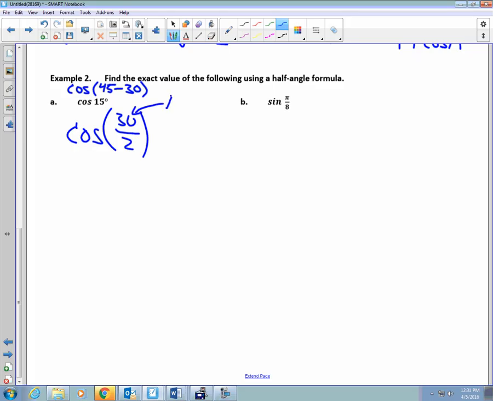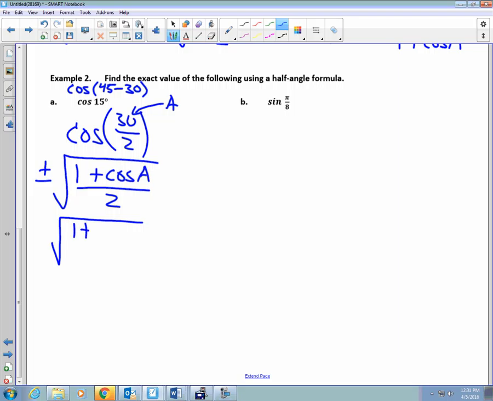Okay? So I start out with my formula. Plus or minus the square root of 1 plus the cosine of A all over 2. Here's where the plus or minus comes in. Is 15 degrees in the first, second, third, or fourth quadrant? Is cosine positive or negative in the first quadrant? So therefore, I will choose positive. So I have the square root of 1 plus. What is the exact value of cosine of 30? Oh no, I need to draw my unit circle.